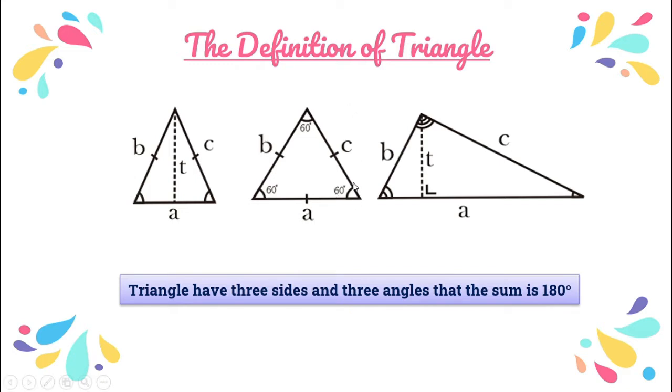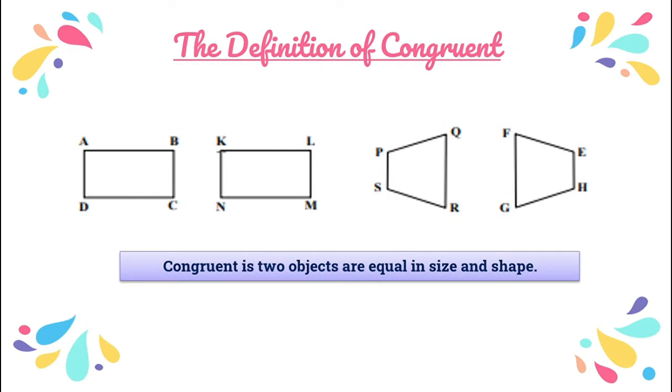1, 60, 2, 60, and 3, 60 degrees. Next, the definition of congruent. Congruent is two objects are equal in size and shape. You can see the objects are rectangle and trapezium.